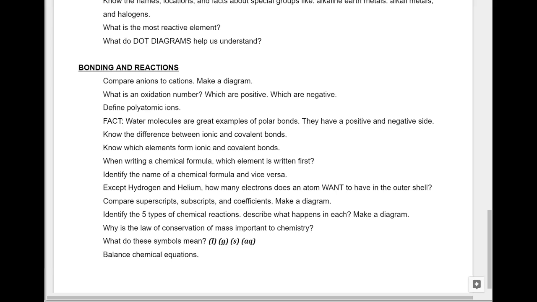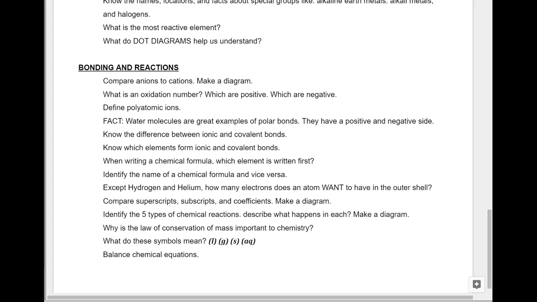You can't balance an equation if you don't understand the law of conservation of mass. The mass you start with has to be equal to the mass you end with. So when you're balancing an equation, you have to have exactly the same number of elements on both the reactant side and the product side.